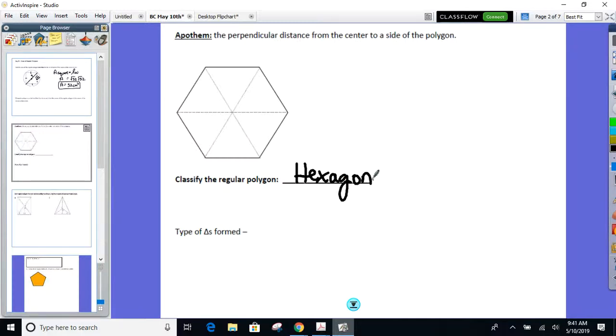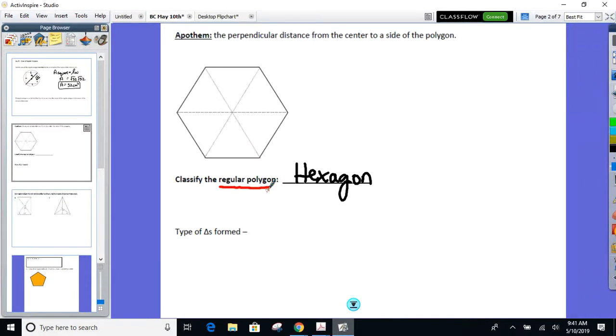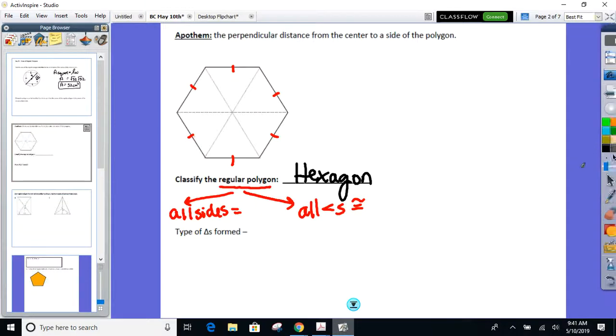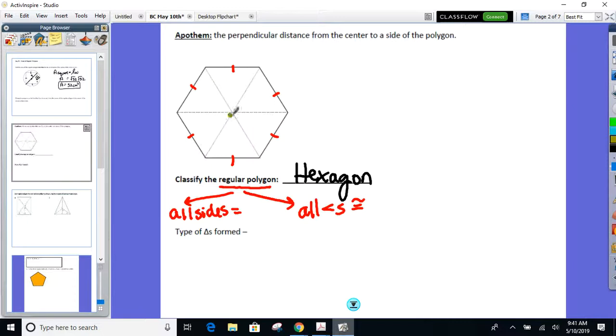And I went over this way too fast at the beginning of class, but let's review again. What's it mean for a polygon to be regular? All sides are equal. And not only the sides, all angles. All right, I just wanted to review that concept real quick. Okay, so if this is a regular polygon, all the sides are congruent, right? And we just came up with, if this is the center, what are all these called now? Radii, just like the circle now, but they can be in a polygon.